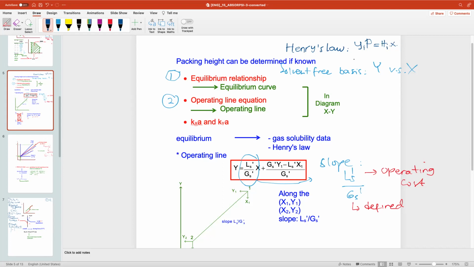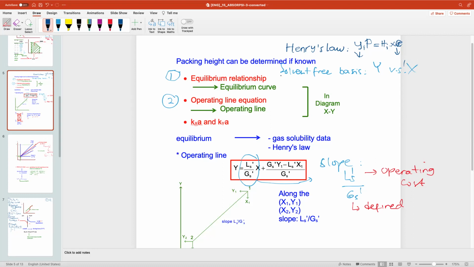Okay, and then the second one, we should have a correlation between small y and small x, which is the mole fraction of the liquid in the solution. And this one is the y for the mole fraction of the gas. And then, of course, you have to change it into a solvent-free basis, become mole ratio of the gas versus mole ratio in the liquid phase.